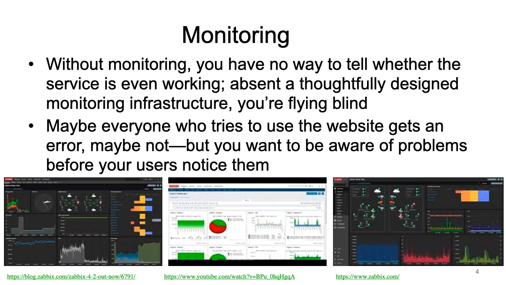Monitoring. Without monitoring, you have no way to tell whether a service is even working, isn't it? Absent a thoughtfully designed monitoring infrastructure, you are flying blind. And for you to know what problems people are facing, if any at all, monitoring is very important.